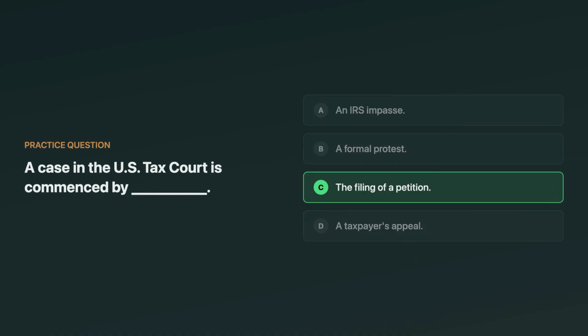The correct answer is the filing of a petition. A tax court case officially starts when the taxpayer files a petition with the tax court, typically after a notice of deficiency and within the deadline. A formal protest is part of IRS appeals, not what commences a tax court case, so that option is a common distractor.